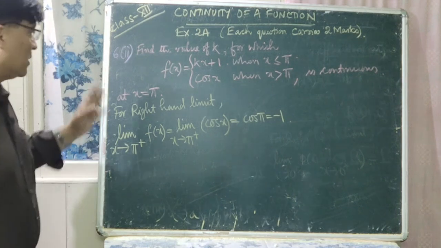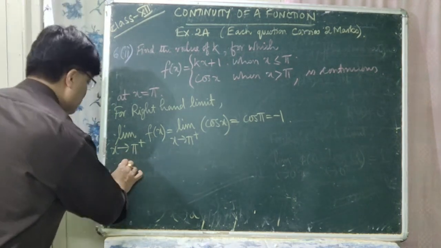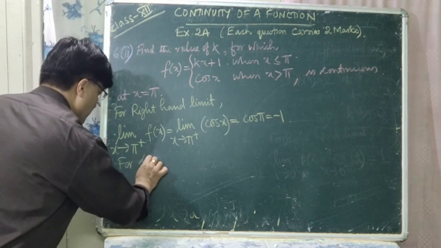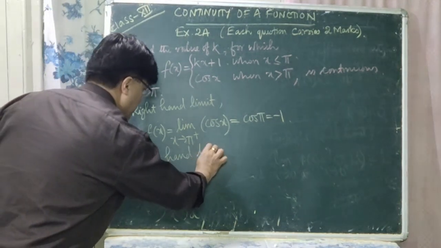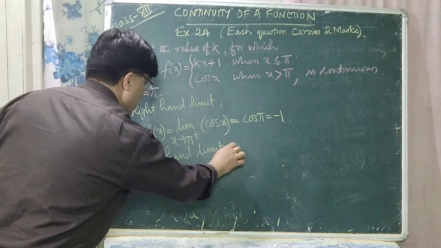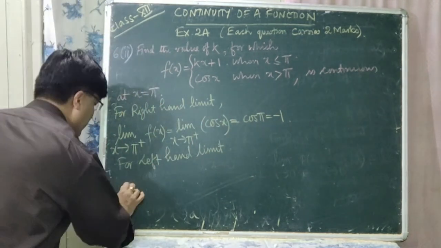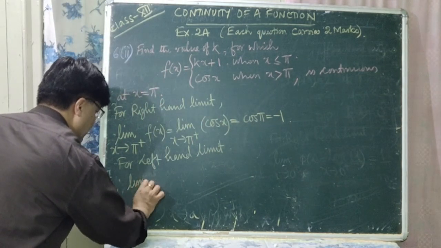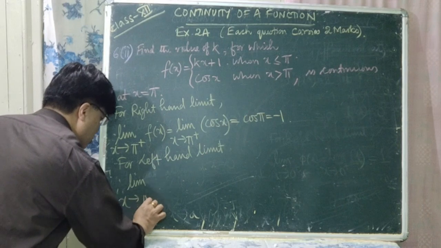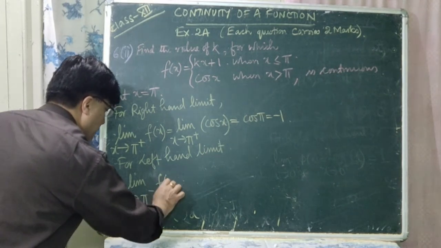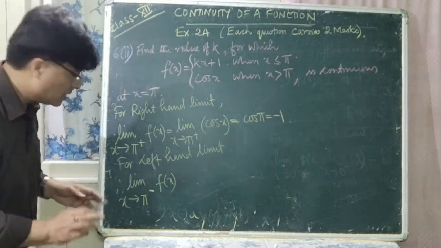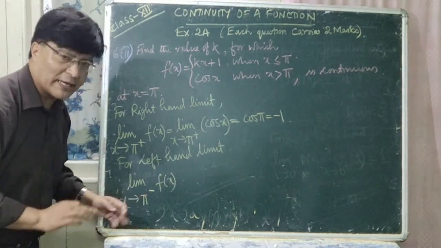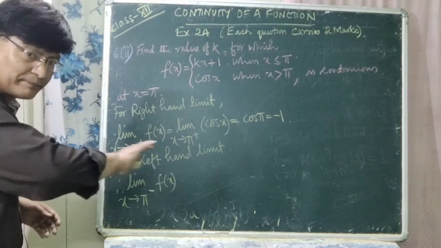Is that clear? Next, for the left hand limit, what can you write? Limit x tends to pi minus f of x. What is meant by x tends to pi minus? X is approaching pi from which side? From the left hand side.